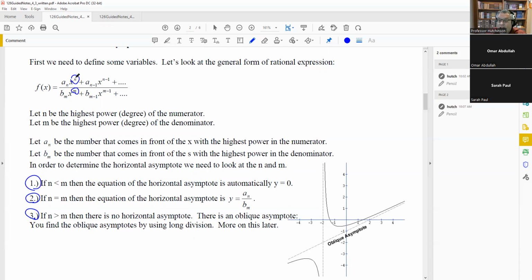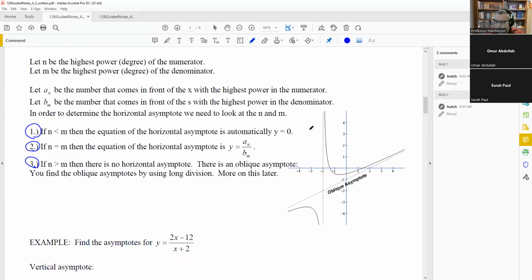Number 2: if the power, the n on top, equals the m on the bottom, like we have a 2 on top and a 2 on the bottom, then we have an equation to find the horizontal asymptote. It's just these 2 leading coefficients, the coefficients from the x's that have the highest power on both the top and the bottom. That's the equation for that one.